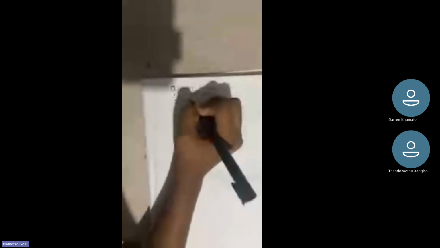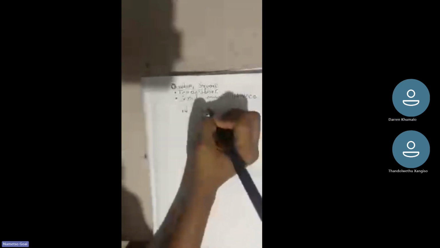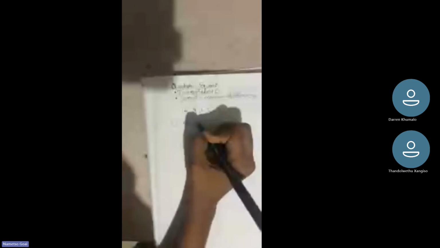I said second common difference. Okay, so what are we given? We're given 14, 9, 6, and 5. This is 3.1. They're saying show Tn equals n squared minus 8n plus 21.